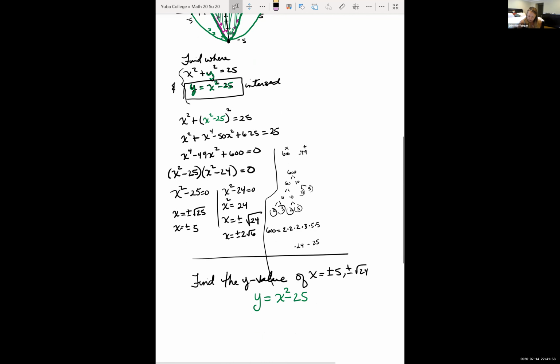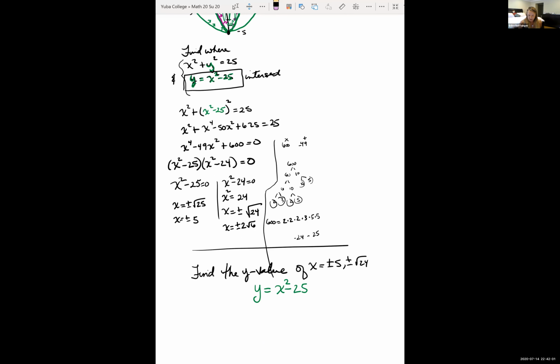I feel like something's wrong. If we plug in x equals 5, we get 5 squared minus 25, which is 0. So when x equals 5, y is 0, so we have a point at (5, 0). And if we plug in x equals -5, -5 squared is 25, 25 minus 25 is 0. So at -5, we get 0.